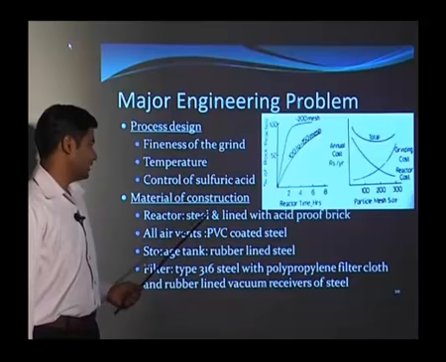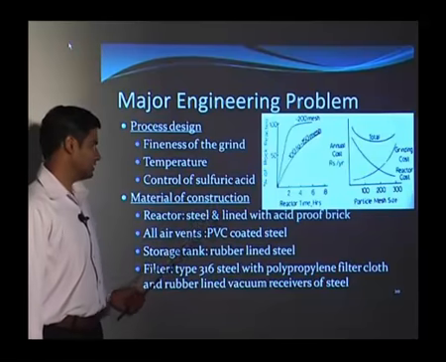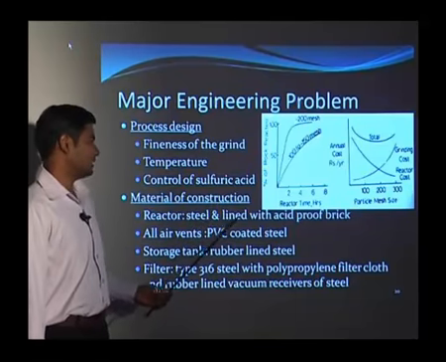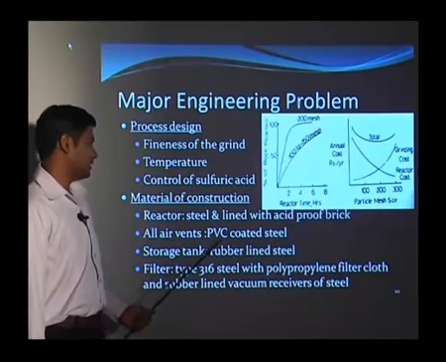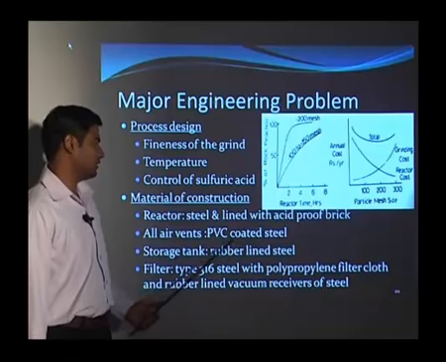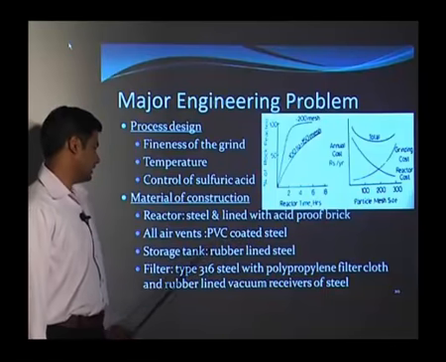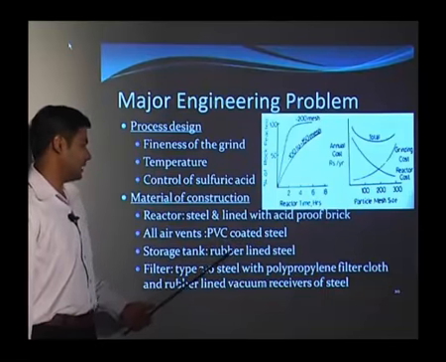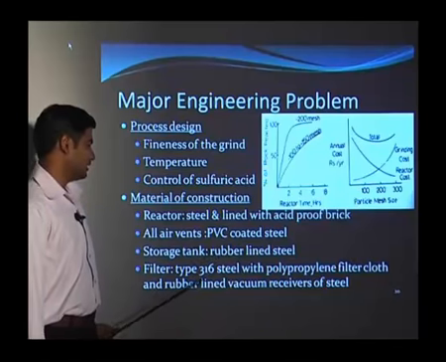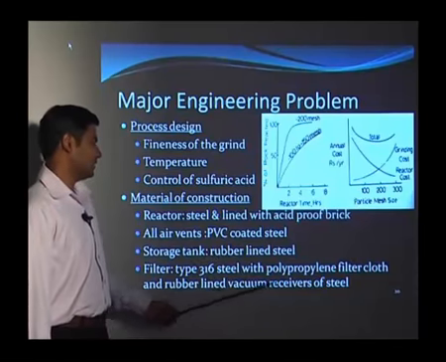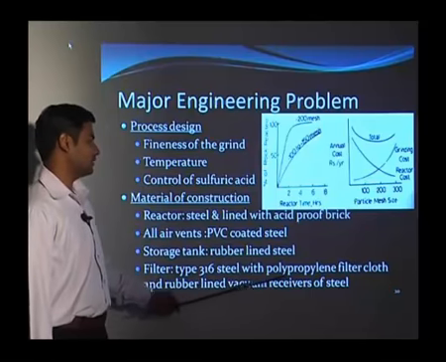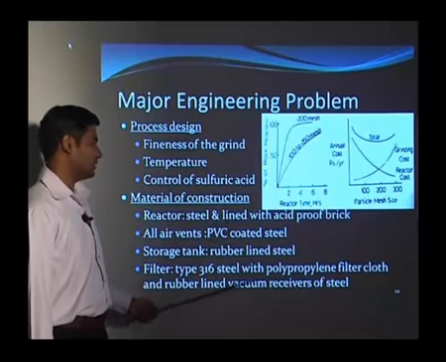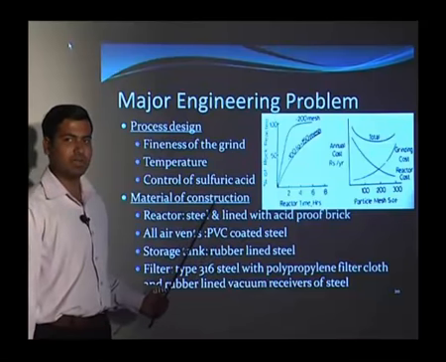Then the metal of construction, if you consider, the reactor is steel lined with acid proof brick, and all the air vents are PVC coated, that is polyvinyl coated steel. Then the storage tank is rubber lined steel. Then the filter is type 316 steel with polypropylene filter cloth and the rubber lined vacuum receivers of steel. This lining or coating we require to avoid the corrosion due to the phosphoric acid.